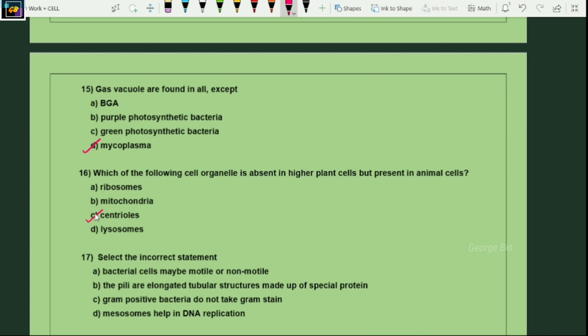Number 17. Select the incorrect statement. Bacterial cells may be motile or non-motile. Yes, that's true. The pili are elongated tubular structures made up of a special protein. Yes, it is made of pilin protein. Gram-positive bacteria do not take gram stain. Mesosomes help in DNA replication. So here C is the suitable answer, as it takes the gram stain, giving a positive effect to the gram staining process, so called gram-positive bacteria.